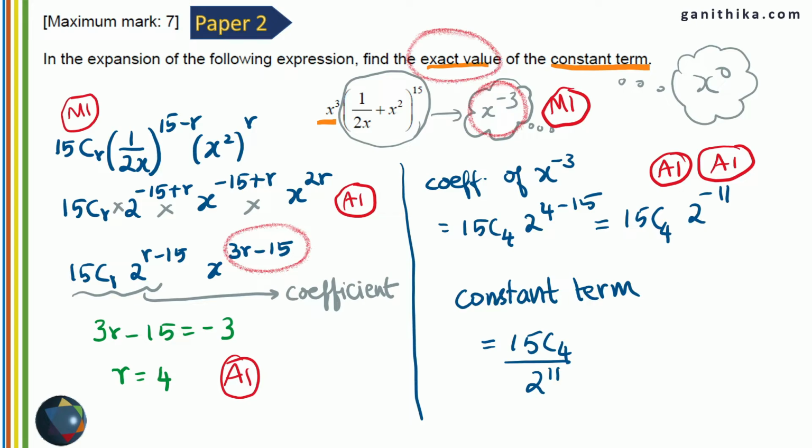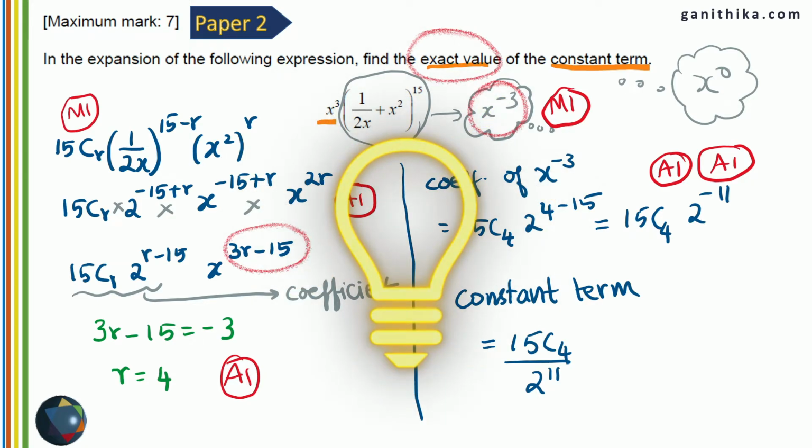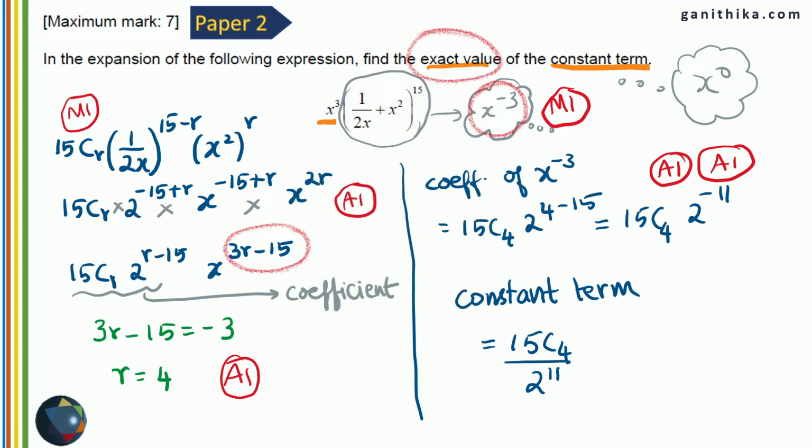And finally, you have to look for the question. The question is asking for the exact value. And you might leave the answer as 15C4 by 2 power 11. But remember, this is a paper 2 question. So you have not used your calculator yet. So you are supposed to give the answer in a proper way as a fraction.